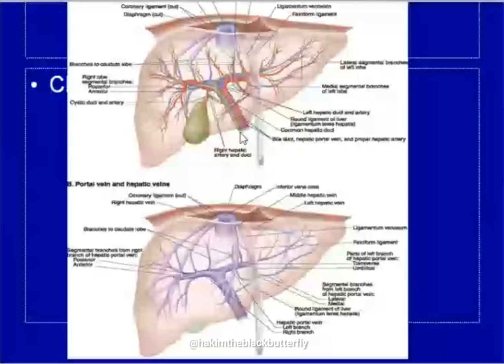So blood has entered the liver through the portal vein and hepatic artery, and it's leaving the liver through hepatic veins, which drain into the inferior vena cava. And you can see the hepatic veins anchoring the liver onto the inferior vena cava and are also acting as supports.